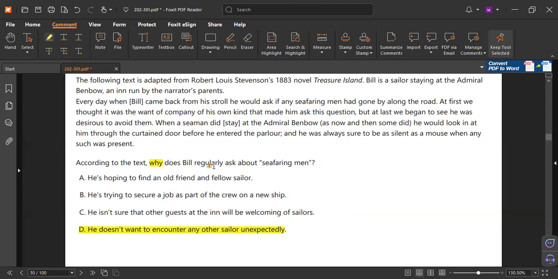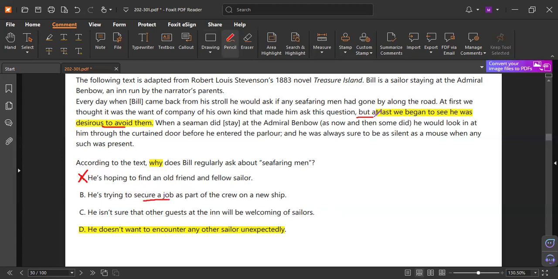He said, why ask a lot? He mentioned here. You see that he was desirous to avoid them. See, that's why he would like to look in at him through the curtained door before he entered the parlor. This means he avoids one of them. So he doesn't want to encounter any other sailors unexpectedly. Let's find. He's hoping to find an old friend in dimension. There is no avoid that. He avoid. He's trying to secure a job.